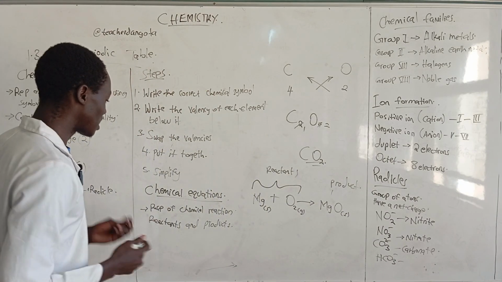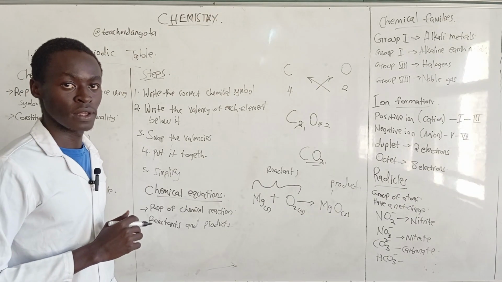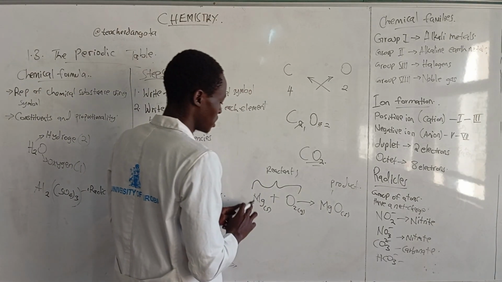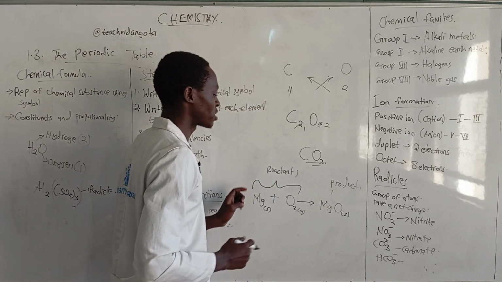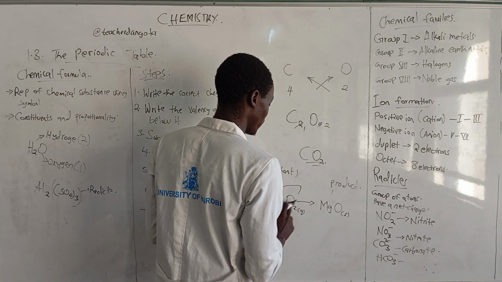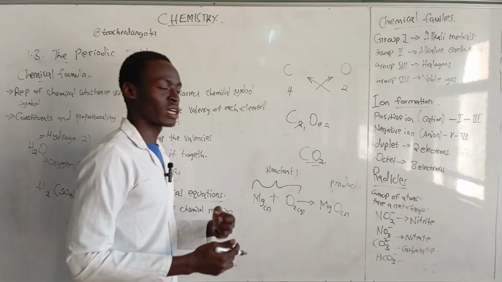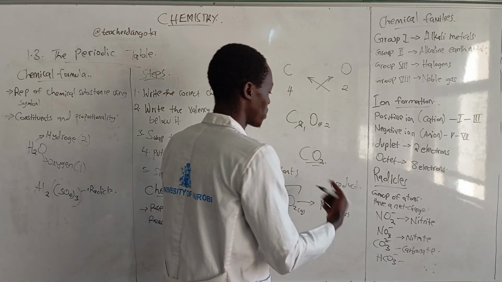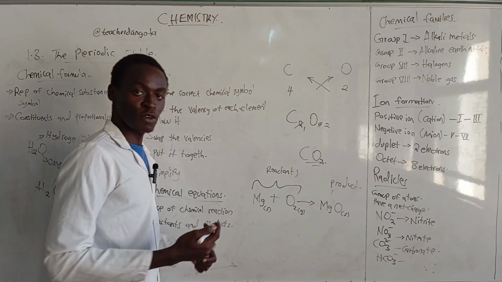And when you're writing the chemical equation, you should always ensure that it is balanced. Balancing of chemical equations. For example, here, magnesium is one atom on the reactant side. On the product side, it's also one. How about oxygen? On the reactant side, we are having two atoms of oxygen, but on the product side, we are having just one atom of oxygen. So this tells you that it's not balanced, so we have to balance it.